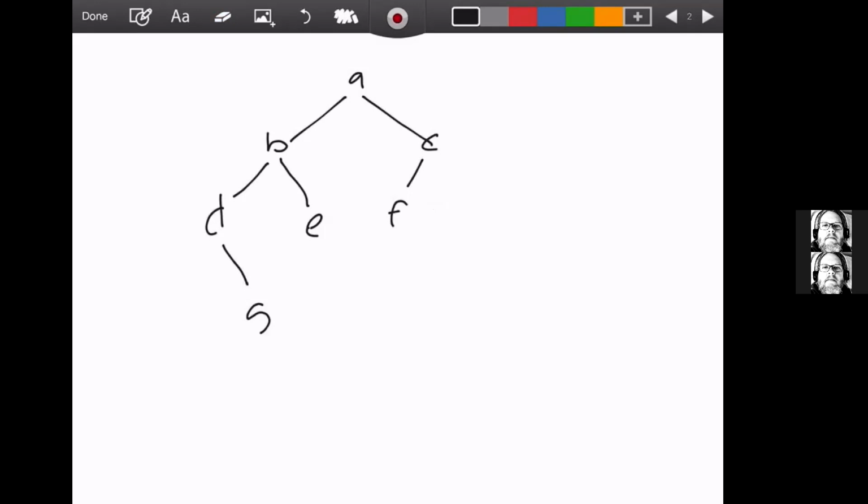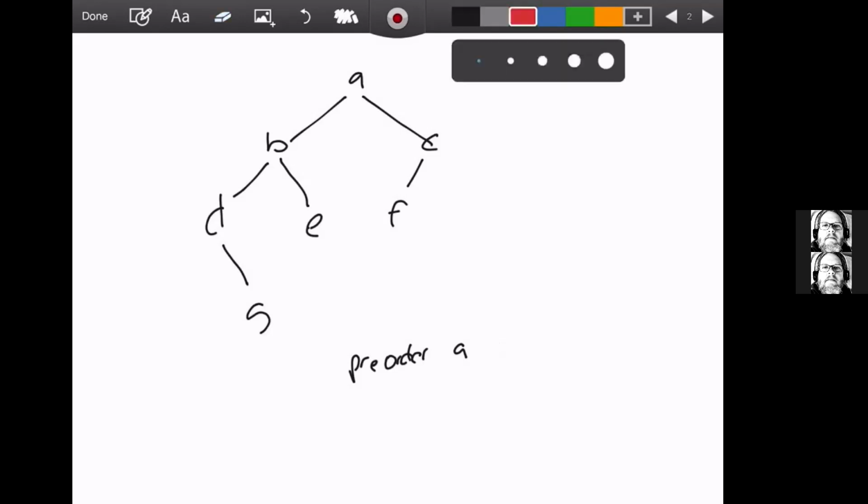But if we're doing a pre-order, the pre-order is visit the root, visit the left, visit the right. Starts with A. Visit the left to B. Actually, let me do this again. We start at A for pre-order. Add A to the list. We visit that. We're then going to go to the left.